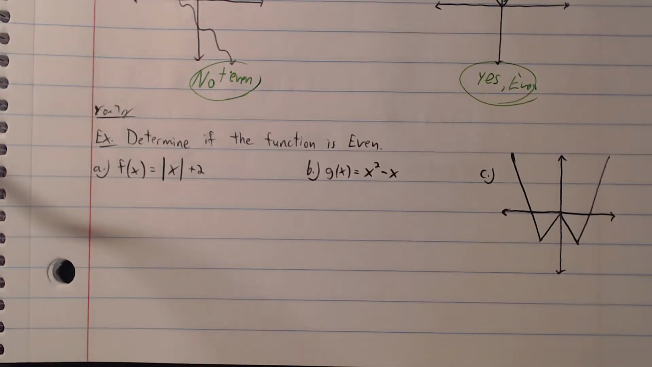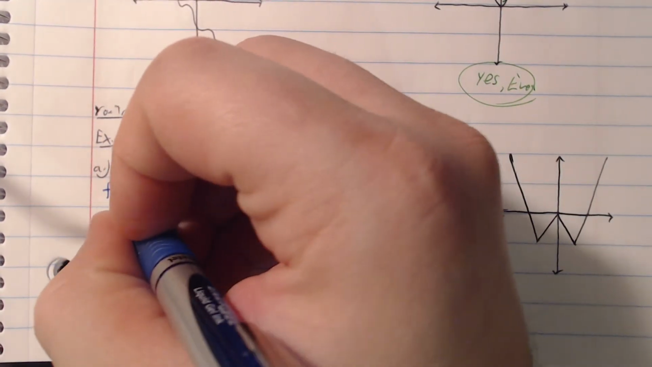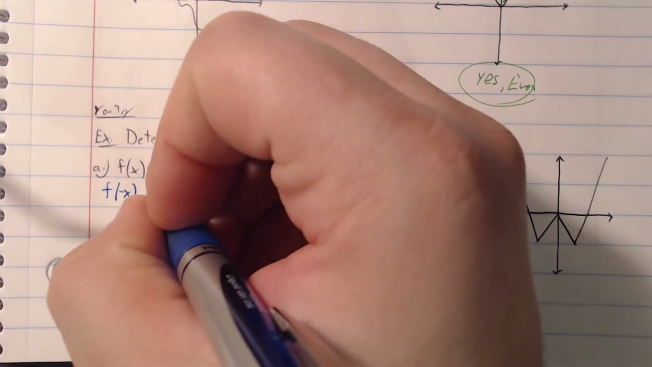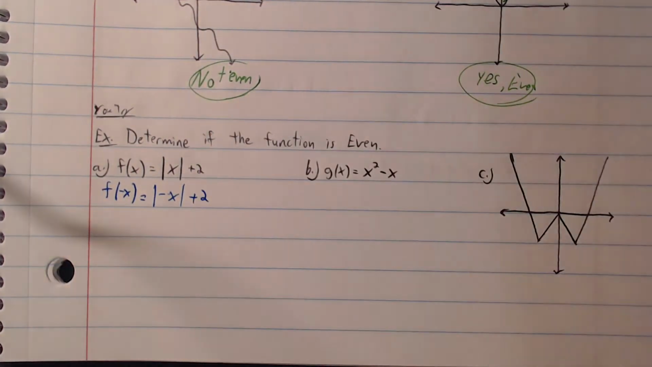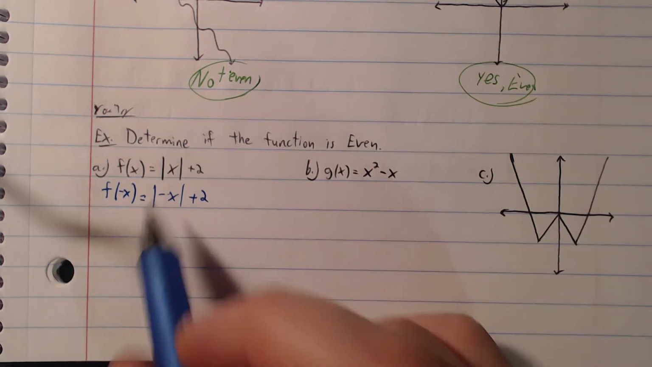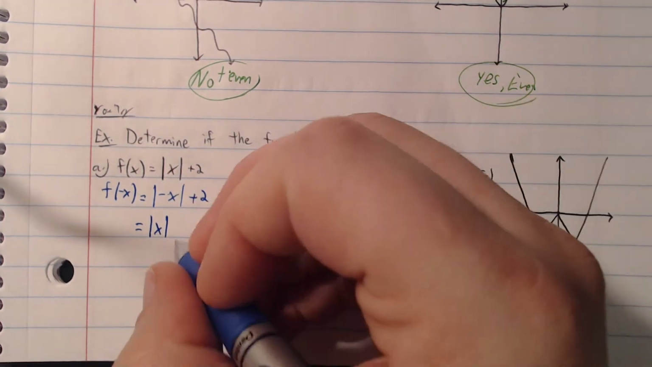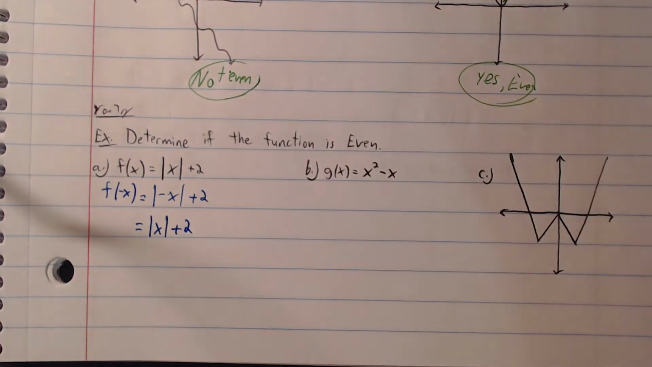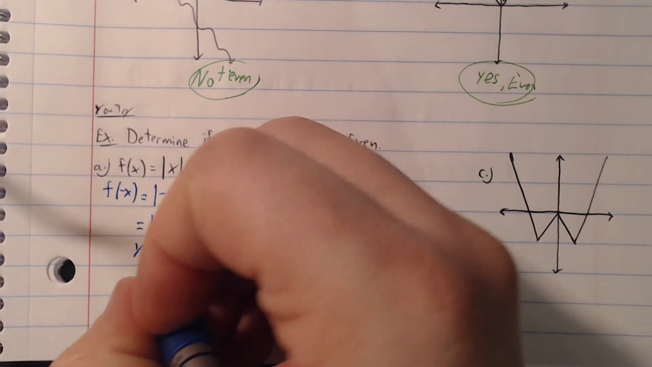Hopefully you remember some of these older functions from earlier in this unit. Here, if we substitute in the opposite of x, we're going to have the absolute value of negative x. Now, the absolute value and that negative are going to cancel each other out. We're going to end up having the absolute value of x plus 2, which is exactly what we started with. So you'd want to say yes, this is even.